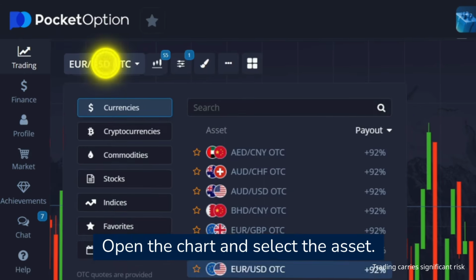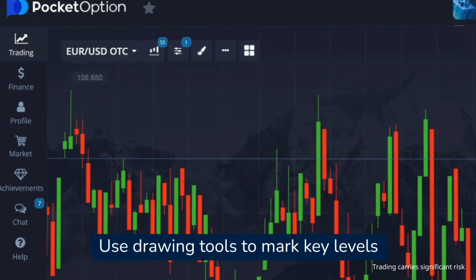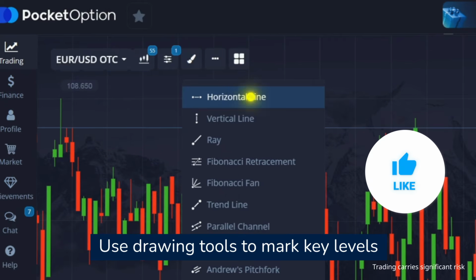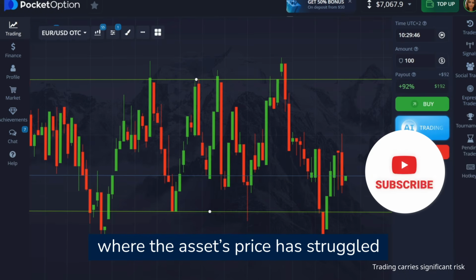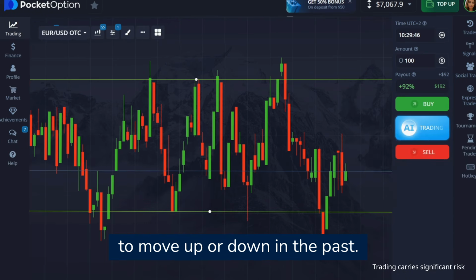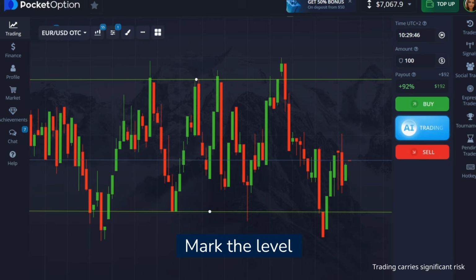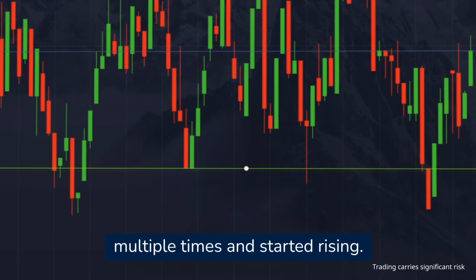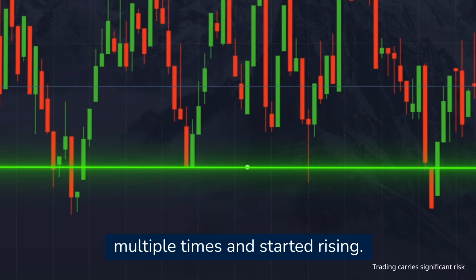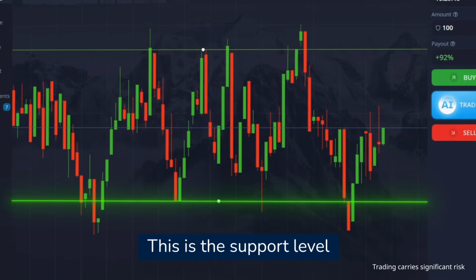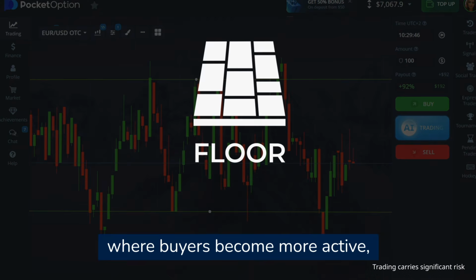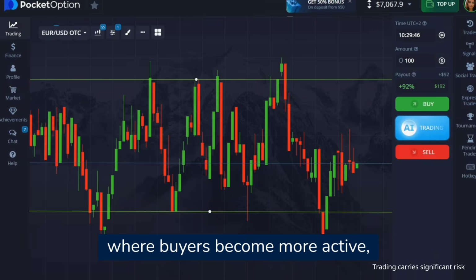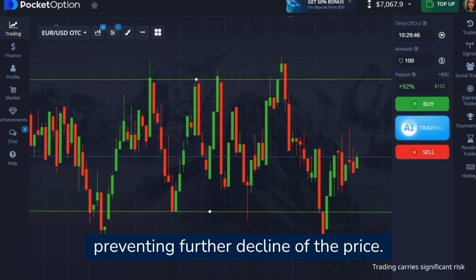Open the chart and select the asset. Use drawing tools to mark key levels where the asset's price has struggled to move up or down in the past. Mark the level where the price has stopped multiple times and started rising. This is the support level showing the floor, where buyers become more active, preventing further decline of the price.